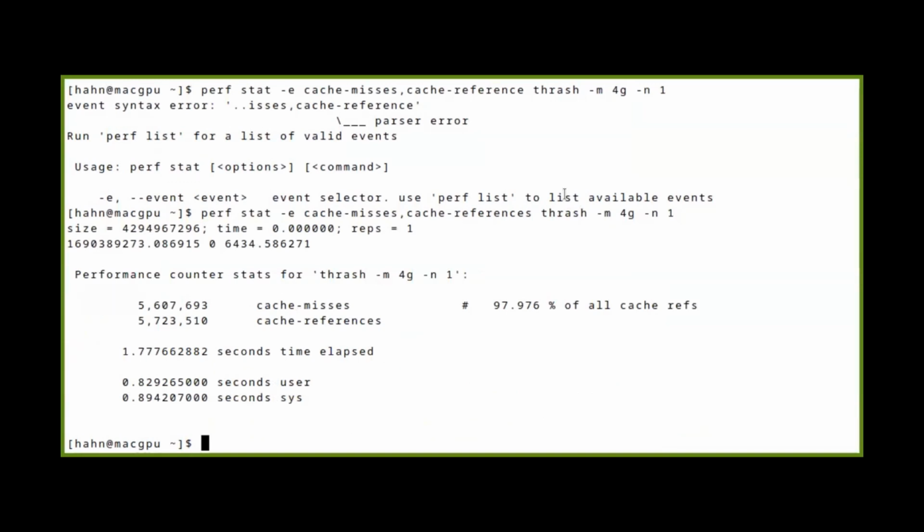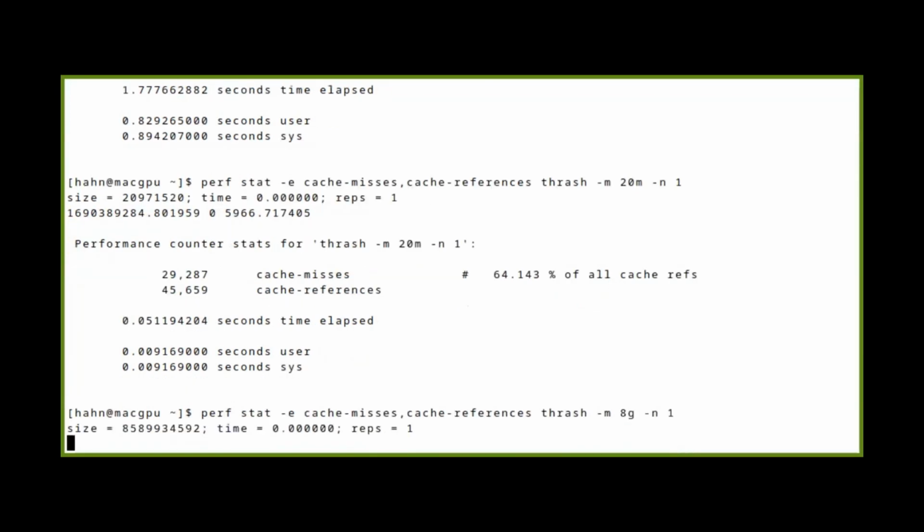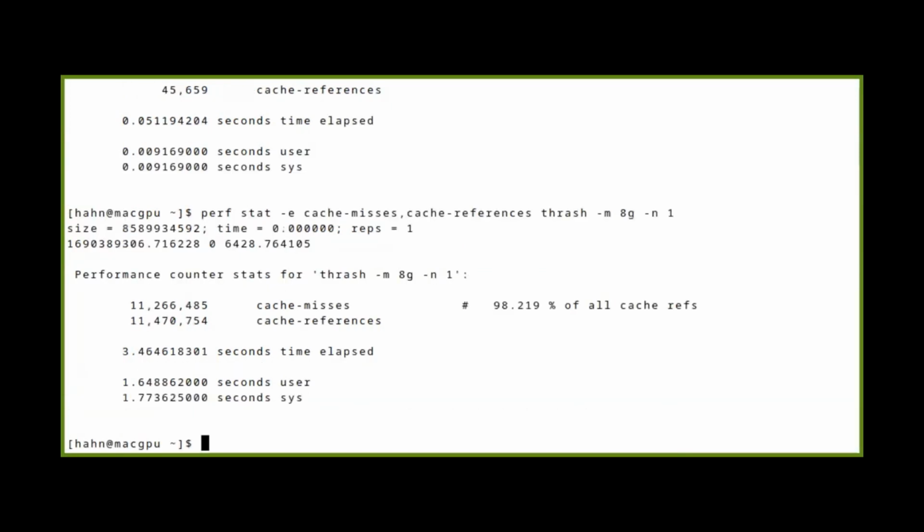So this is a memory benchmark on 4 gigs. If we ran the same thing on something much smaller, so there it's only 20 megs. I don't remember what the last level cache is on this processor, but a much lower fraction of cache references are cache misses in this case. So if we go up to 8 gigs, it'll have an even higher miss fraction.